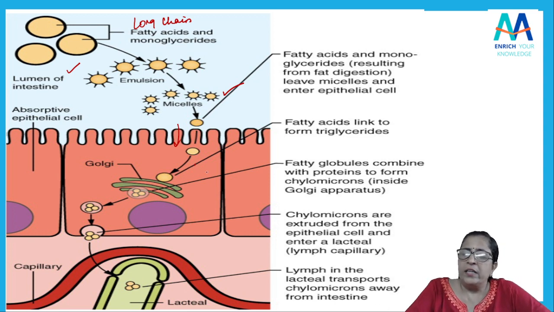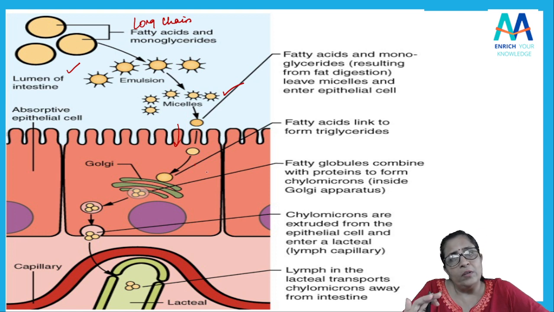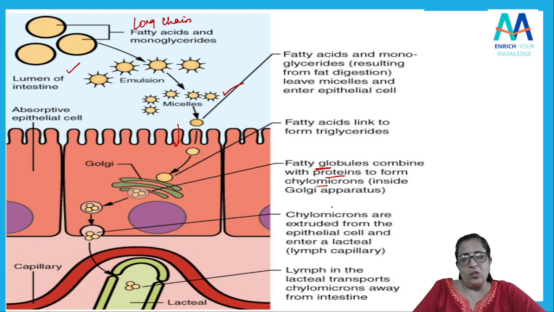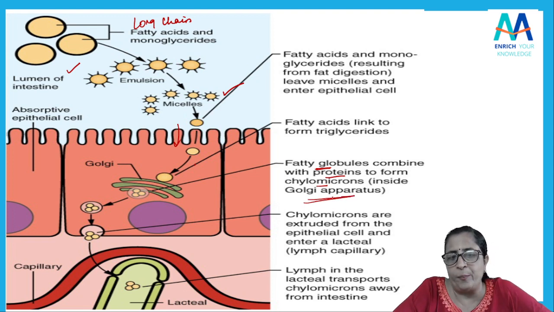Now this triglyceride, students, will be packed along with the cholesterol into a protein called a chylomicron. Yes, chylomicron में वो will be packed, we can say. You can see fatty globules combined with the proteins to form chylomicrons. और ये कहाँ पर हो रहा है? This all takes place inside the Golgi apparatus. Got it, students?